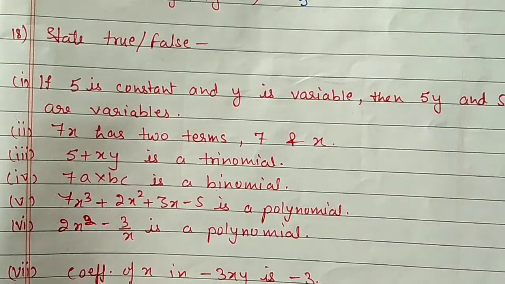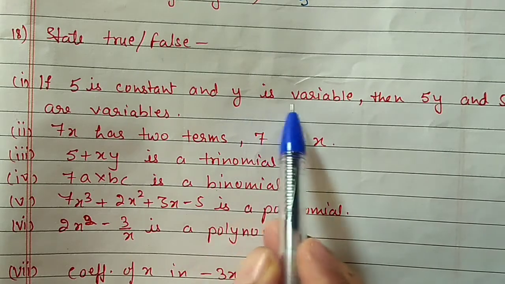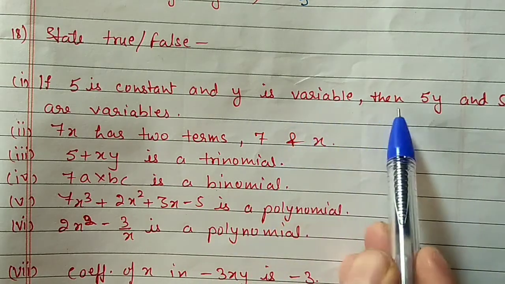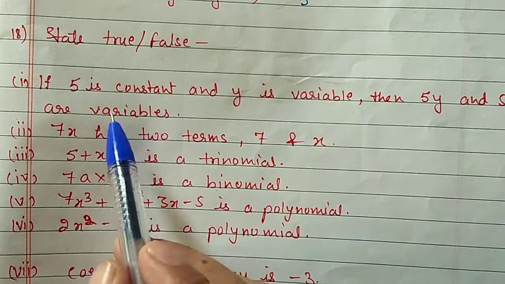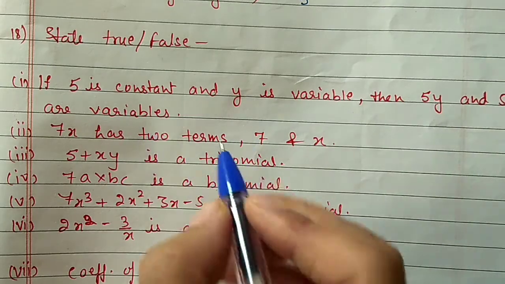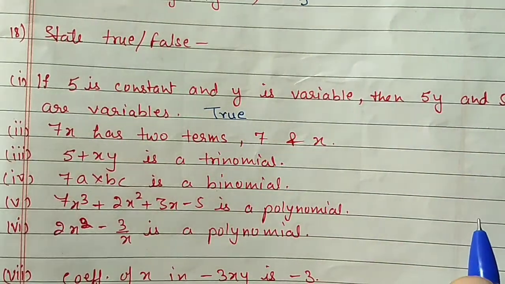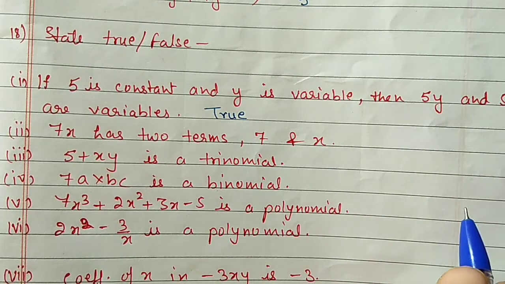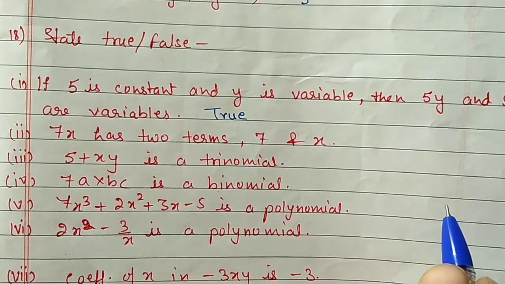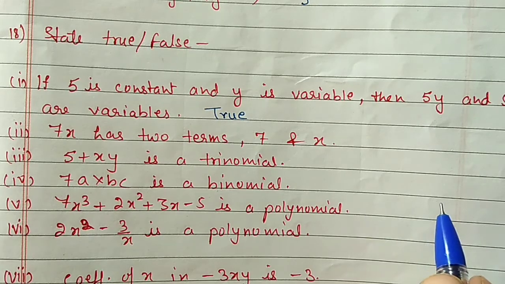Last question, 18th. State true or false. If 5 is a constant and y is a variable, then 5y and 5 plus y are variables. Yes, this statement is true, because if you are adding a variable or multiplying a variable with a number, or subtracting or dividing, the total expression will become a variable.